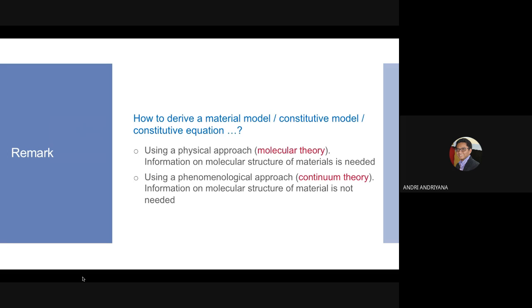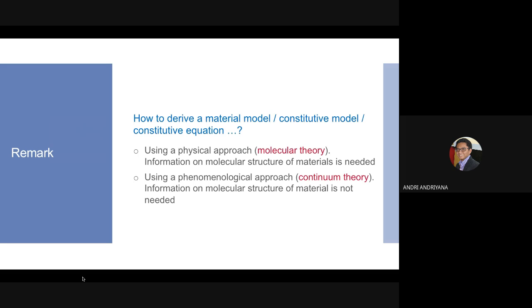In simple words, in the first approach, if we want to describe mathematically the stress strain response of materials, we need to understand the molecular structure of materials. That means we need to go into the microstructure, see what happens during the deformation of the materials, and then from that, extract the information and translate it into mathematical equations relating stress to strain. This is called the physical approach using molecular theory. It is molecular theory because you need to look at the molecular structure of materials.